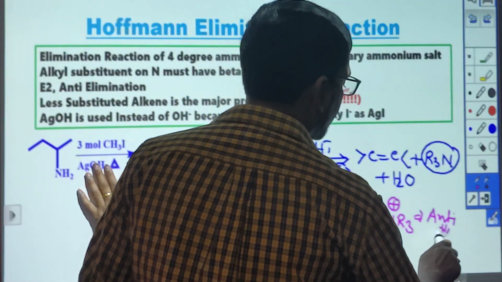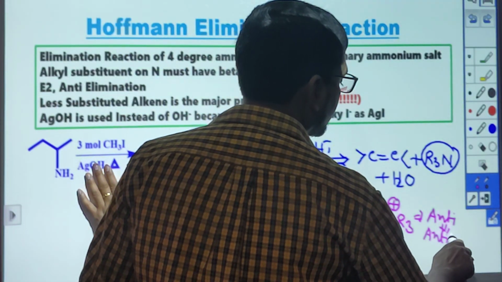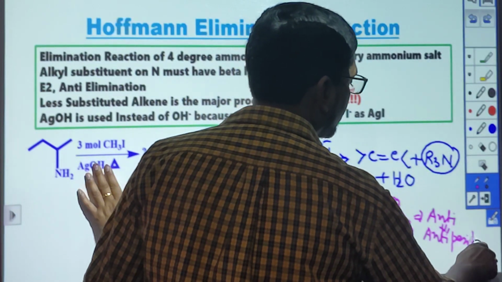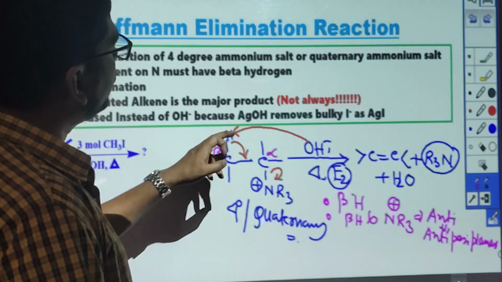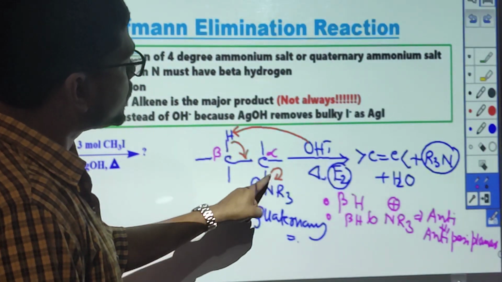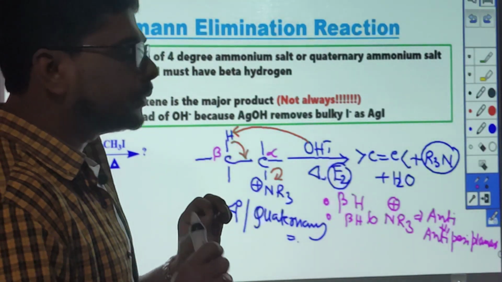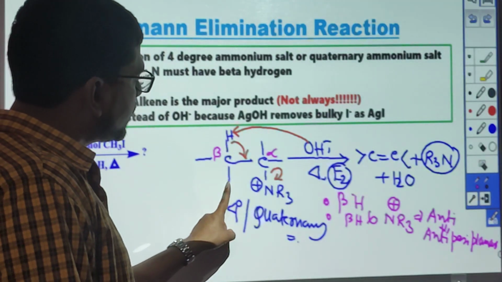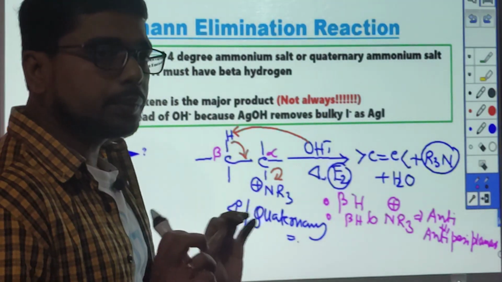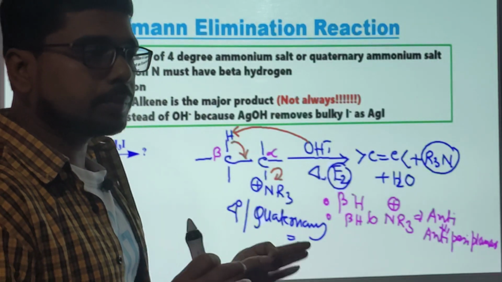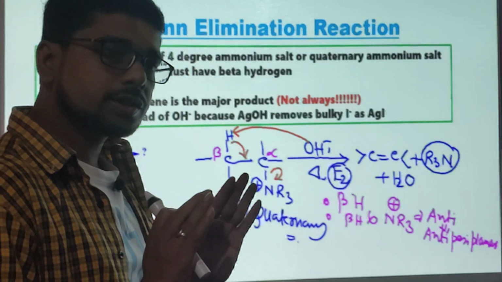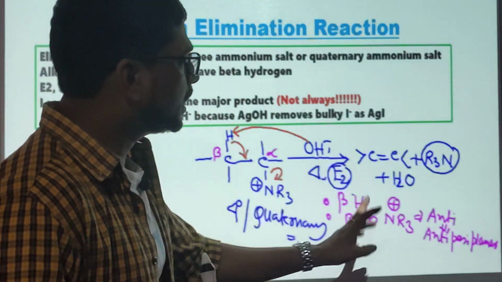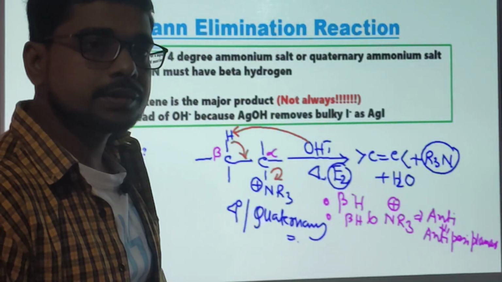Like how anti periplanar positions? It means if the hydrogen is here, then NR3 must be here. Don't do the E2 elimination if hydrogen is present here and NR3 here, because that would be a syn elimination reaction, and in this case syn elimination is not valid. It will basically be an anti elimination reaction.